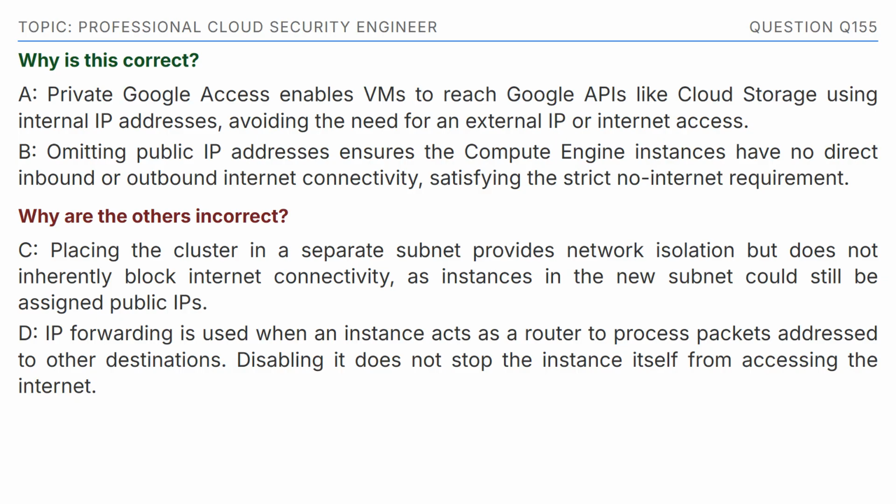Why are the others incorrect? C. Placing the cluster in a separate subnet provides network isolation but does not inherently block internet connectivity, as instances in the new subnet could still be assigned public IPs. D. IP forwarding is used when an instance acts as a router to process packets addressed to other destinations. Disabling it does not stop the instance itself from accessing the internet.